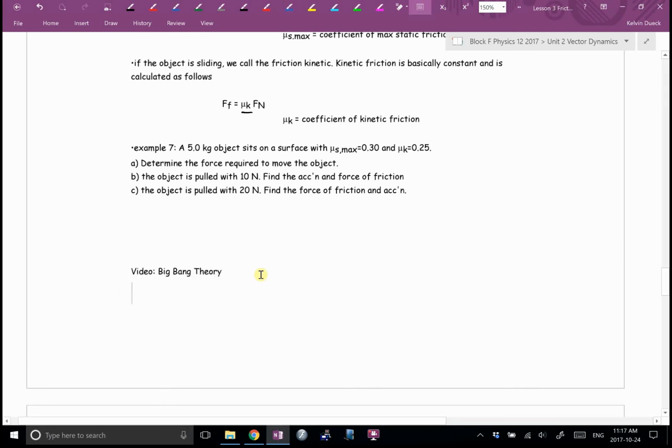Here is an example of the 2 types of friction. An object sits on a surface and there's 2 coefficients of friction. There's mu static, which is the maximum, 0.3. And then there's a coefficient of friction kinetic. Once you get it moving, mu is 0.25. The first question asks, determine the force required to move the object. This is a job for a free body diagram. We have gravity down, normal force up. I don't see any indication of other vertical forces.